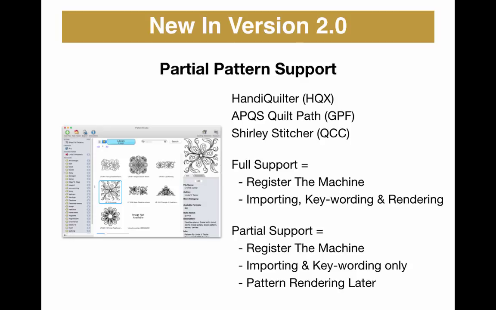So here are the differences between full support and partial support. With a full support pattern, the user can register a quilting machine for that brand and pattern format. You can import patterns, keyword them, and most importantly, it will render the pattern file within iPatternStudio. Partial support means that you can still register the machine, you can import the pattern and keyword it. However, pattern rendering of the file will come later, and until it does, you will notice that the pattern software will show an image not available instead of the preview of the pattern.